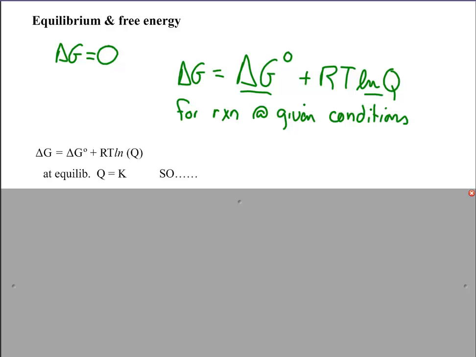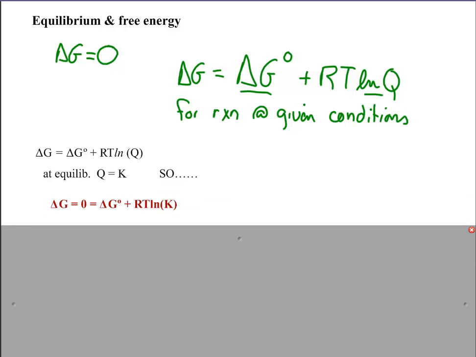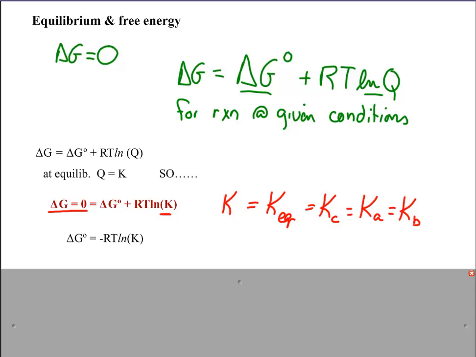So now I can substitute in for that, and I get at equilibrium, delta G equals 0, which equals delta G0 plus RT, and now I'm going to use natural log of K, because K is my equilibrium constant, which is Kc or Ka or Kb. All those lovely equilibrium constants we've been working with for the last few chapters. So that simplifies down into delta G0, so the change in free energy at standard conditions equals negative RT ln K. So this is a direct link between the amount of free energy in a reaction and the equilibrium constant.